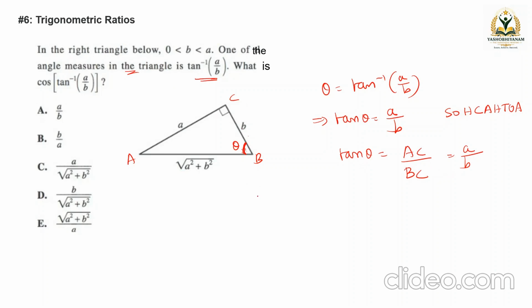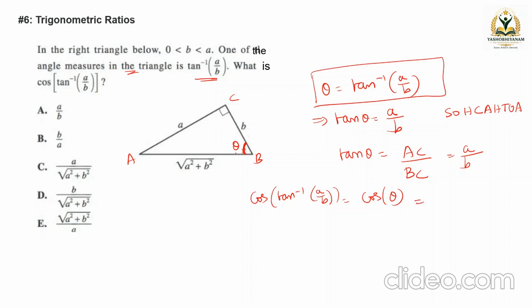The question is asking what is cos of tan inverse of A over B, which is the same as asking cos of theta, because theta is tan inverse of A over B. According to Socrates, CAH, cosine is adjacent side over hypotenuse. What is the adjacent side here? B over square root of A square plus B square. The answer has to be option D. Very simple application of your Socrates. What you need to do here is identify that theta for which theta is tan inverse of A over B. Once you identify that, it's a very simple problem. Clear?